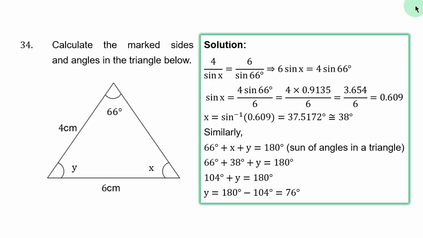Example 34. Calculate the marked sides and angles in the triangle below. If you check the triangle very well, 2 angles are marked. There is no side. So we look for angle S and Y. Now you are to use sine rule. To do that, you must note that you need to have one complete side. Complete side in the sense that you have the angle and the side facing the angle.